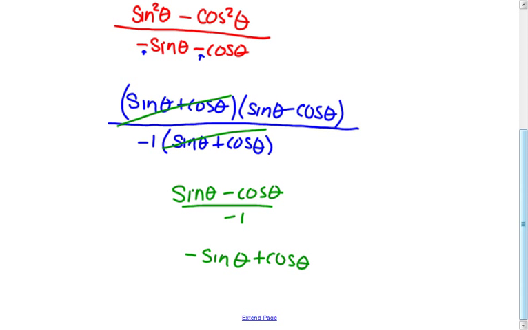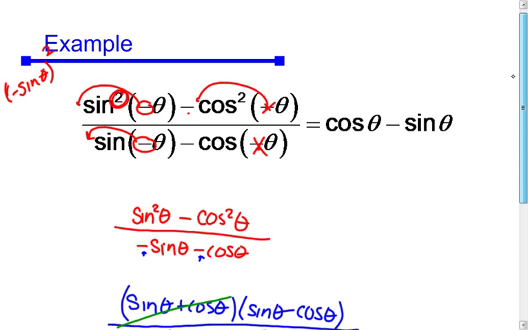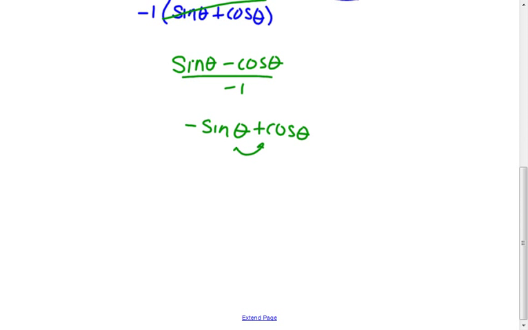And then if you look at where you need to be, they're just switched around. The cosine is listed first and the negative sign is listed second. So I can just switcheroo those two, and I am there. Okay?